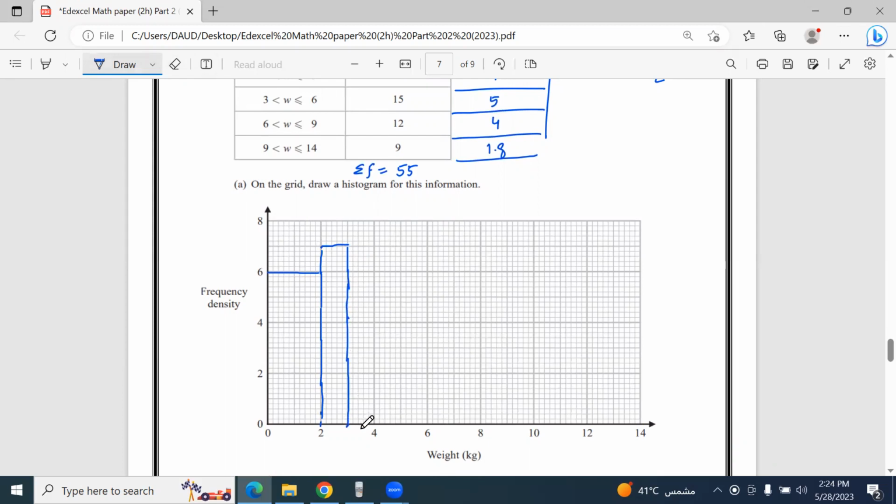This is 3. And then we have 3 to 6, which is 5, up exactly here. And then we have 6 to 9. And 6 to 9 we have, this is the point, 4, 4 up. This is 6 to 9. And lastly, we have 9 to 14, and it is 1.8.